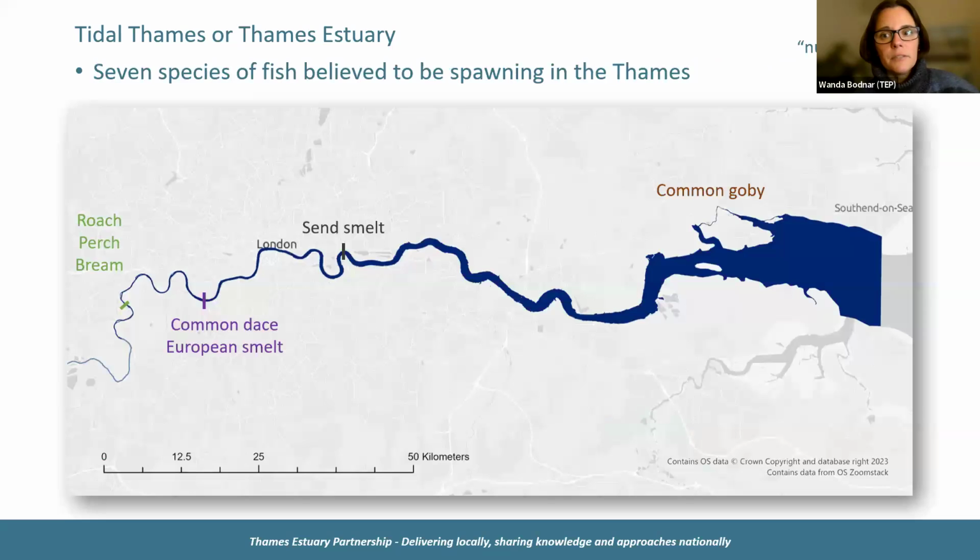There are also 7 species of fish believed to be spawning in the Thames. These are the roach, the perch, and the bream just above the Richmond half-tide weir, the common dace and the European smelt around Wandsworth, the sand smelt around Greenwich, and the common goby around Canvey Island.